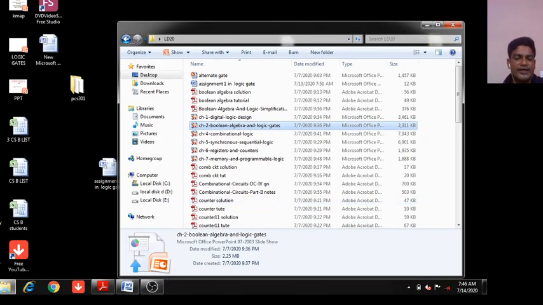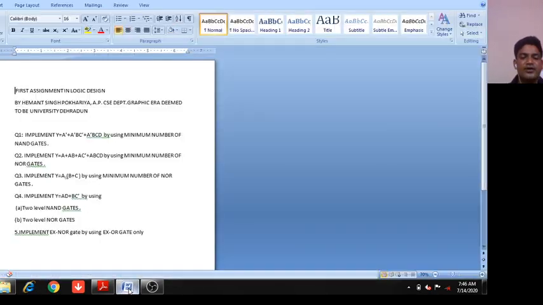Now I am going to discuss the assignment given to you. Now you can solve. Implement A dash plus A dash BC plus A dash BCD by the minimum number of NAND gates. These are all GATE or PSU level questions. You have to think beyond your normal calculation.